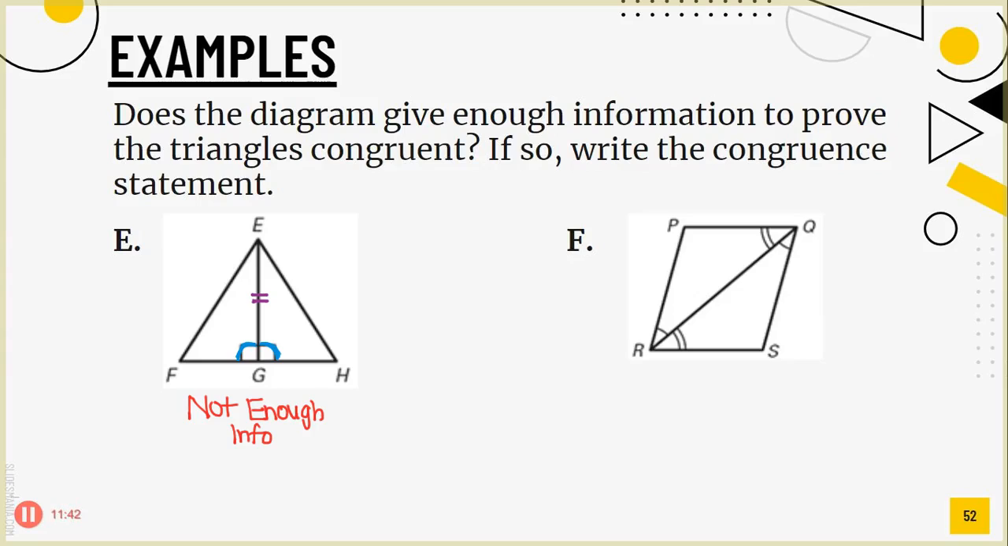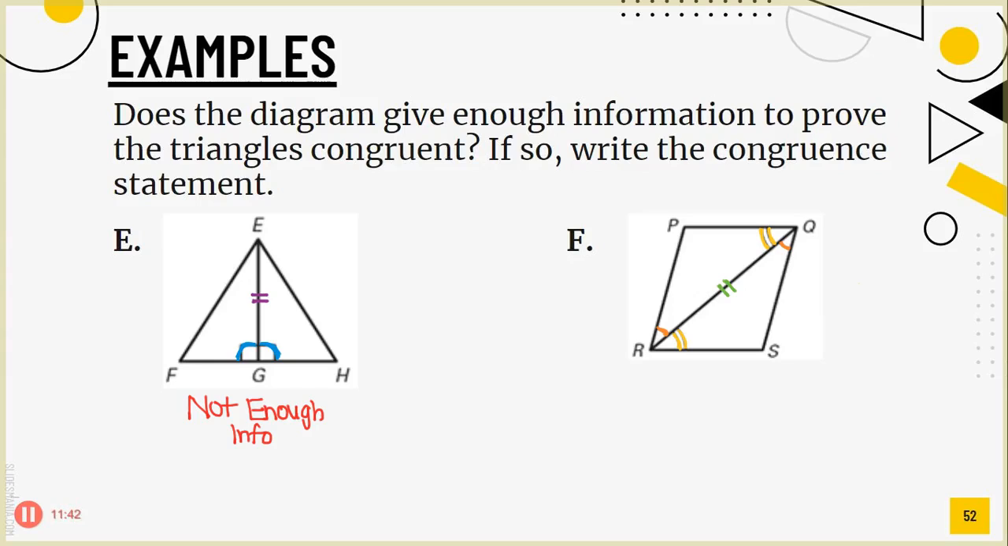For letter F, we do see that angle PRQ has been marked congruent to SQR. And we also notice that angle QRS has been marked congruent to angle PQR. So I have two sets of angles that have been marked congruent to each other. And then I also see that they share side QR. And so I'm going to mark QR congruent to itself.